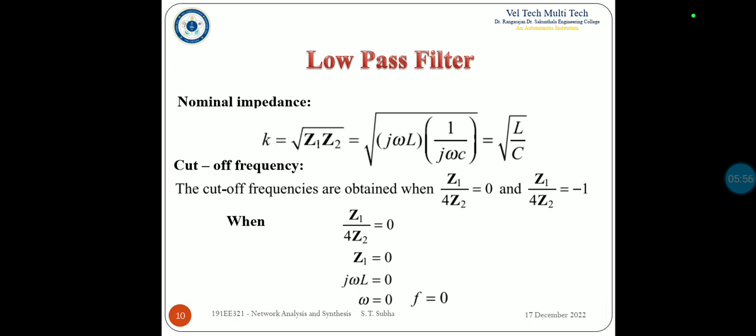And cutoff frequency can be obtained when Z1 by 4Z2 is equal to 0 and Z1 by 4Z2 equal to minus 1. Using the first condition, that is Z1 by 4Z2 equal to 0, we can prove Z1 is equal to 0 and hence omega equal to 0, which in turn frequency will be equal to 0.